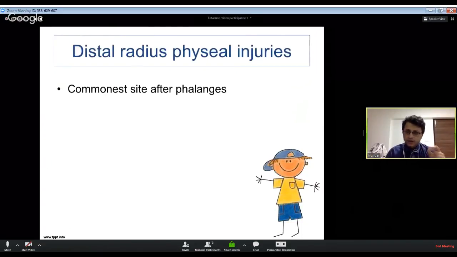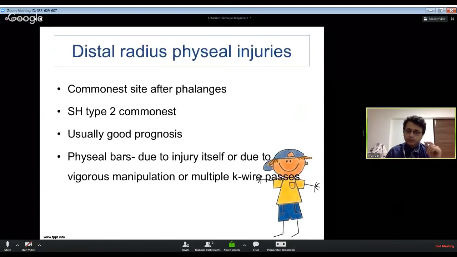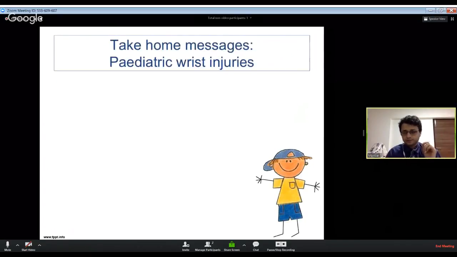Thus, distal radius physeal injuries, remember, they are the commonest site after phalanges, of which Salter-Harris type 2 is the commonest. They have usually good prognosis. Remember that you can cause damage to the physis either because of the injury itself or because of vigorous manipulation or multiple thick K-wire passages. Remember, don't attempt re-reduction after about 7 to 10 days.